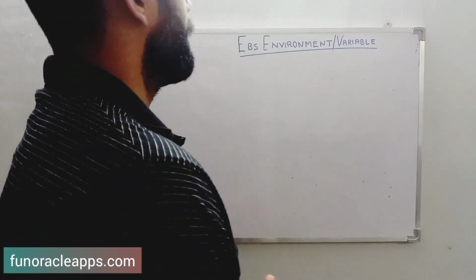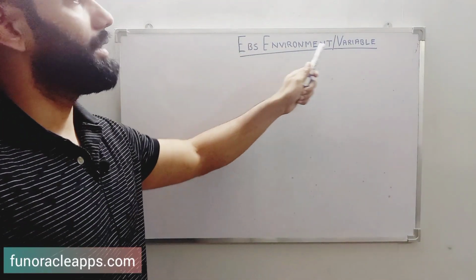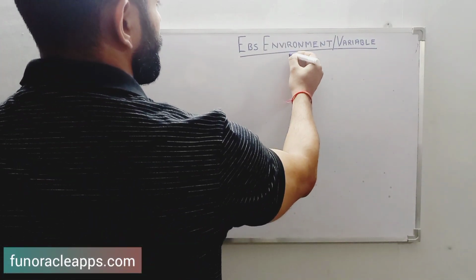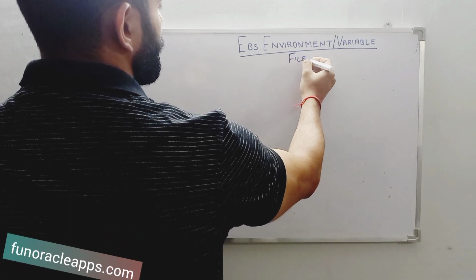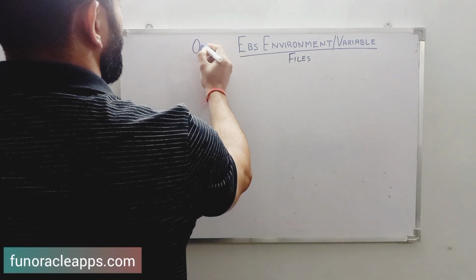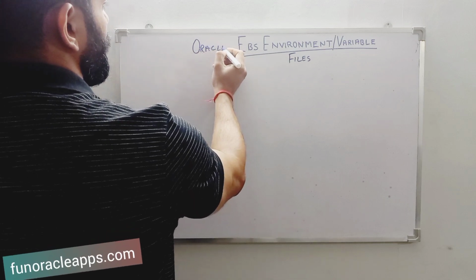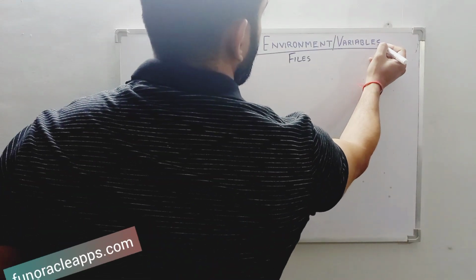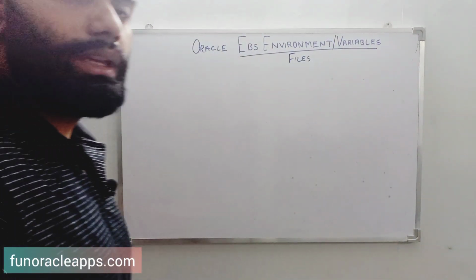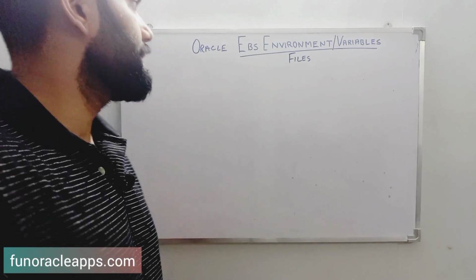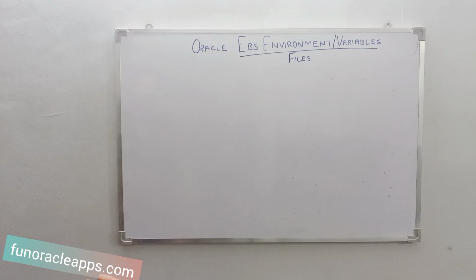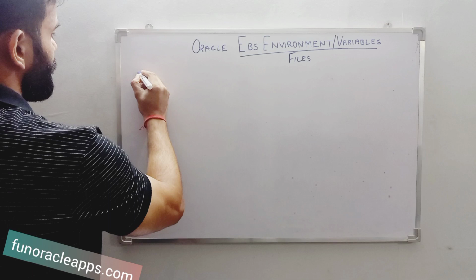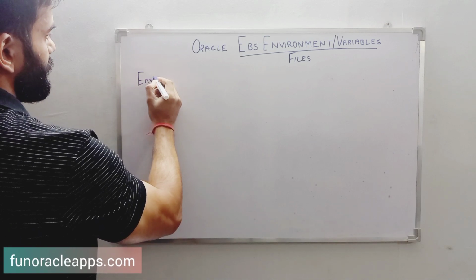So in this video I am going to tell about Oracle EBS environment files and the variables. There are some important files that we use in Oracle EBS, and some important variables that we normally use in our EBS environment. So what are these environment files? Whenever we work on an Oracle EBS environment, we have to use certain environment files.